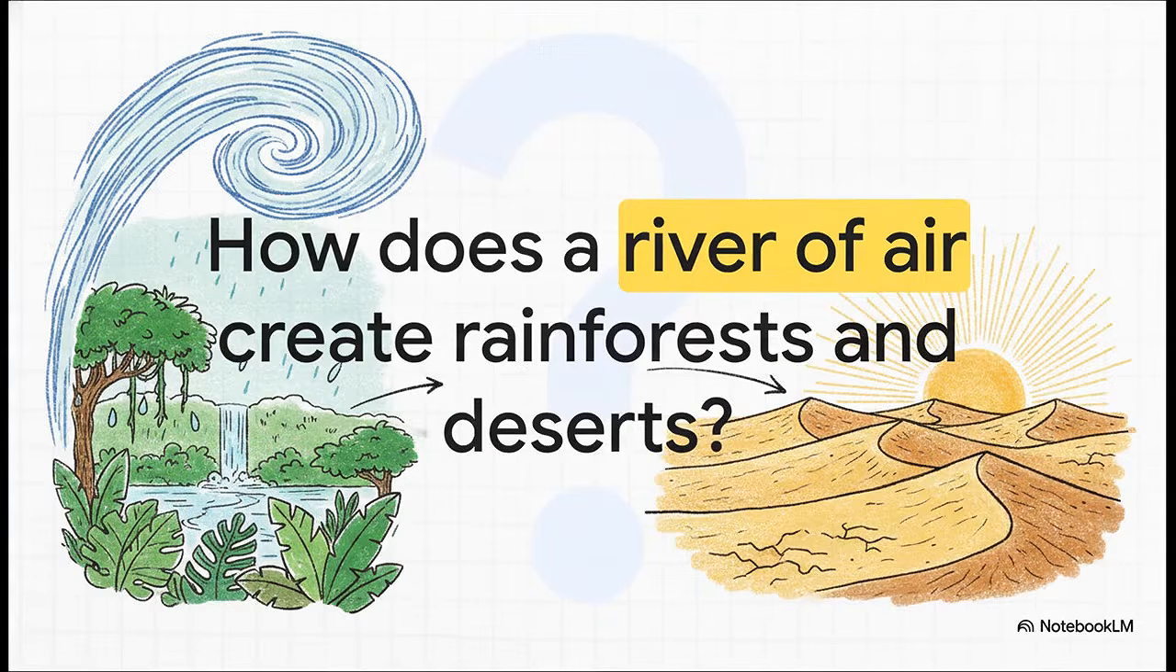To get us started, I want you to just ponder this for a second. How does an invisible river of air in the sky create both the incredibly lush, biodiverse Amazon rainforest and the completely barren, dry sands of the Sahara Desert? It sounds like they should be created by totally different mechanisms, right? But as we're going to see, it is literally the exact same engine driving both of these extremes.